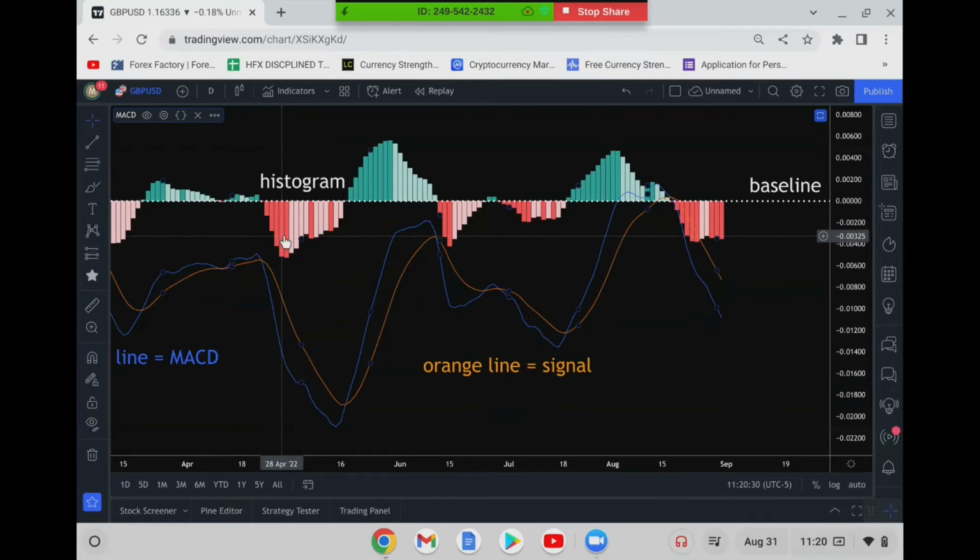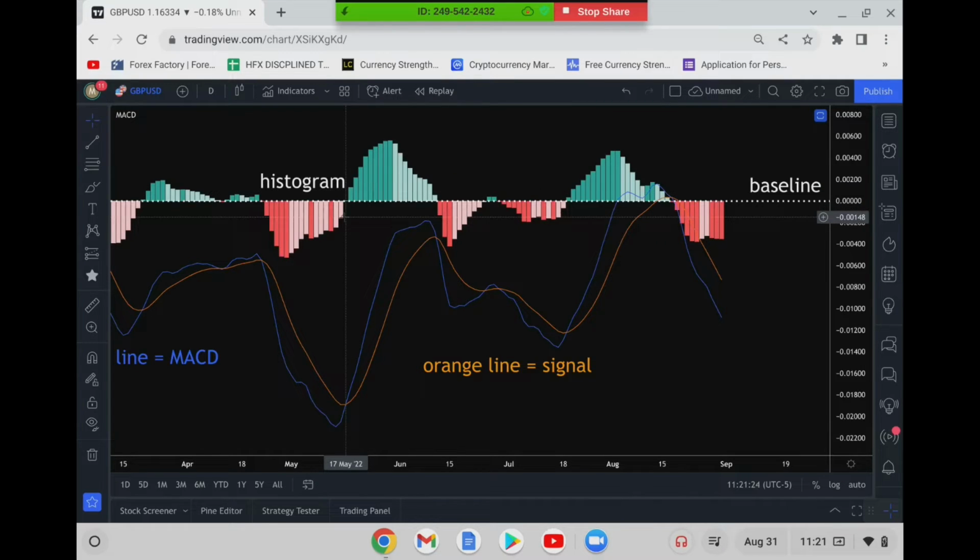Now let's go ahead and talk about these histograms. Now, you guys, the histograms kind of aid in showing us the momentum of the market, okay? We have our histogram and we have our baseline. So the further our histogram is from our baseline, we can assume that price has a lot of momentum. Now, as our histogram starts to get smaller and our bars start to get closer to our baseline, we can equate that to the fact that price is actually losing momentum in this direction.